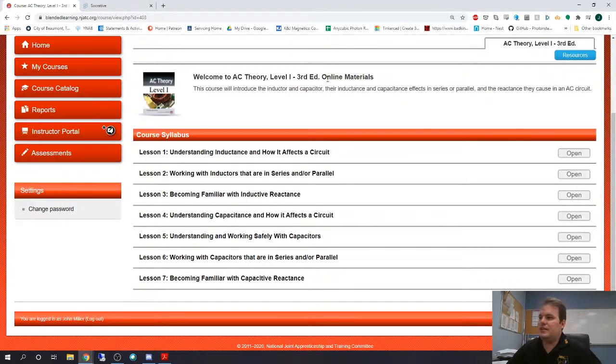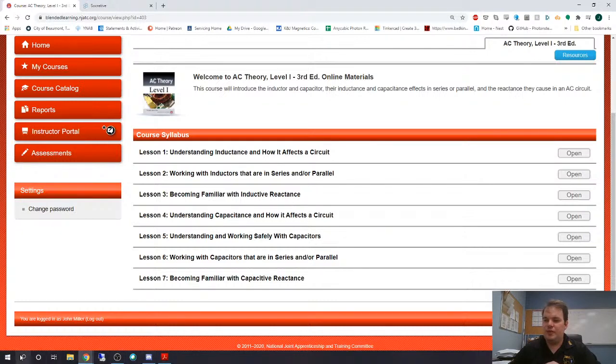So if you look, AC theory level 1 is a few things to do with inductance. How to calculate inductive reactance primarily is the big thing. How to do inductance in series and parallel. And what inductance is. And then the second half of it is the same things, but with capacitance.